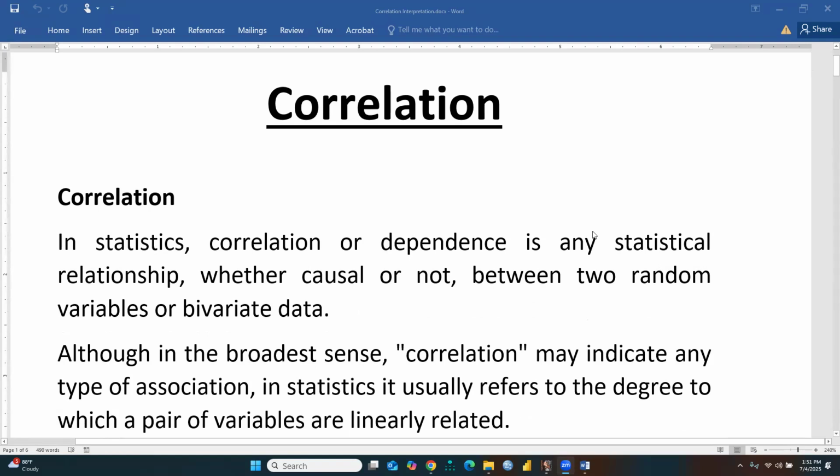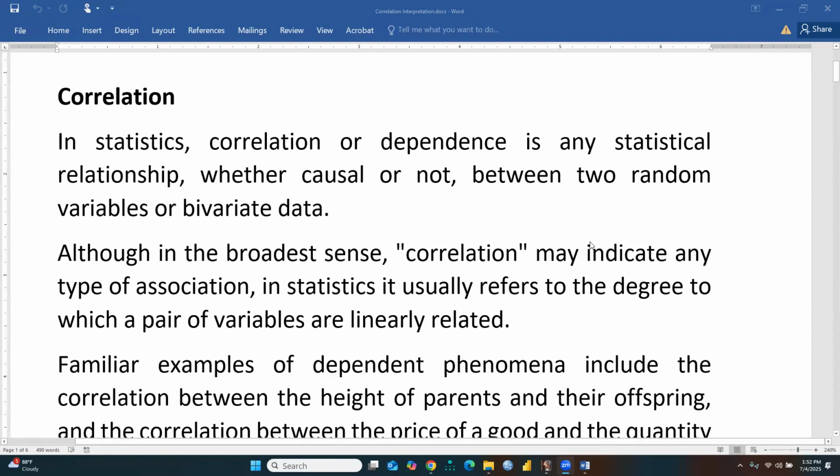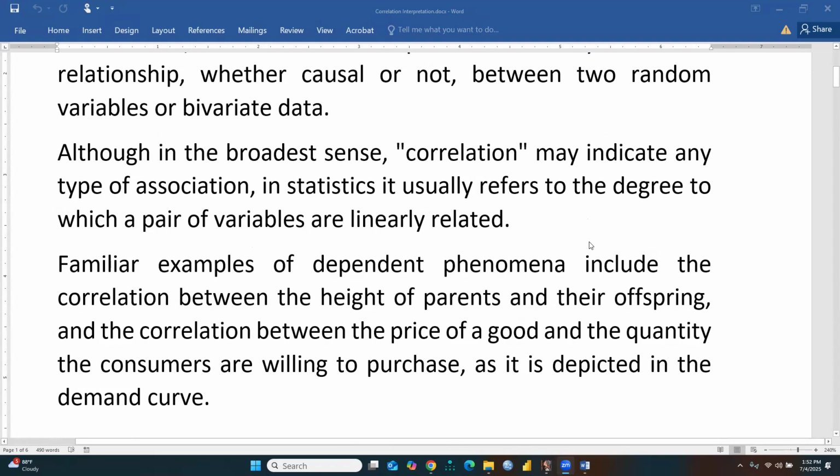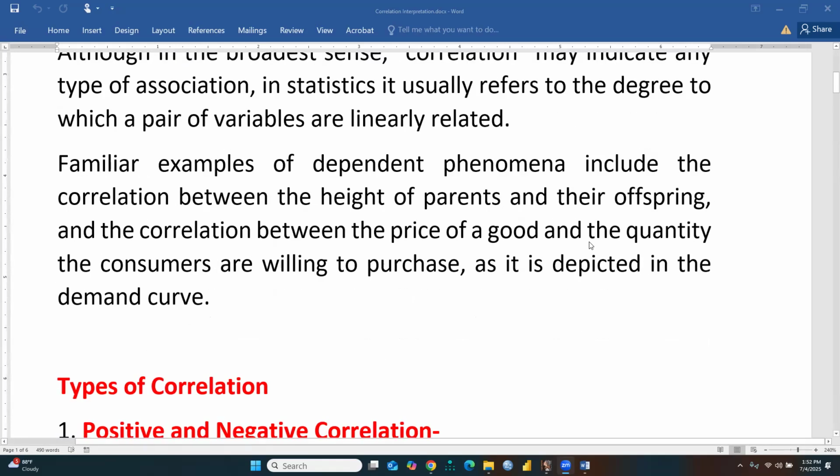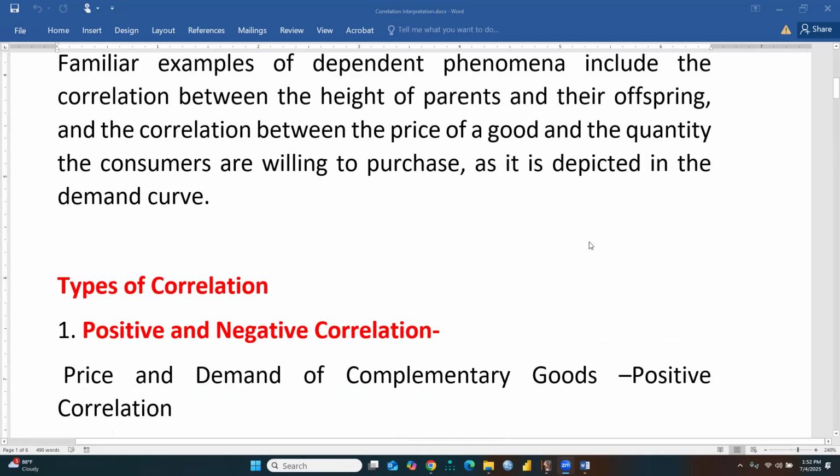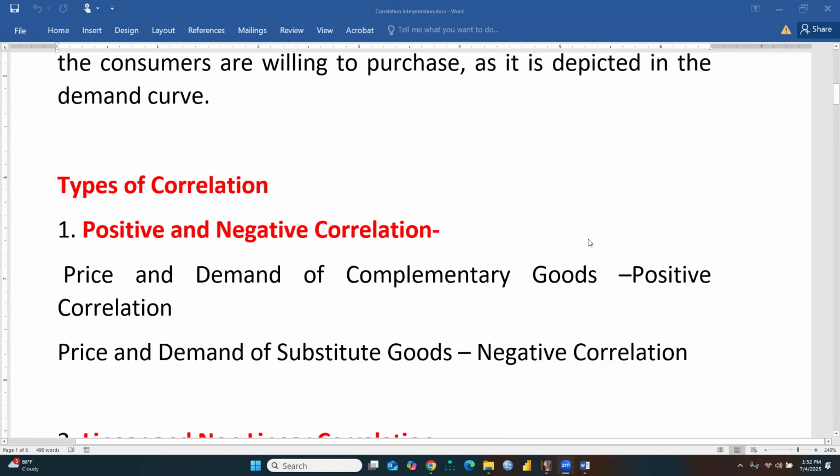So correlation basically is any statistical relationship, whether causal or not, between two random variables or bivariate data. So basically, we can say correlation may indicate any type of association. In statistics, it usually refers to the degree to which a pair of variables are linearly related. For example, the correlation between the height of parents and their offspring, and the correlation between the price of a good and the quantity the consumers are willing to purchase, as it is depicted in the demand curve, right? That we are showing on the demand curve.